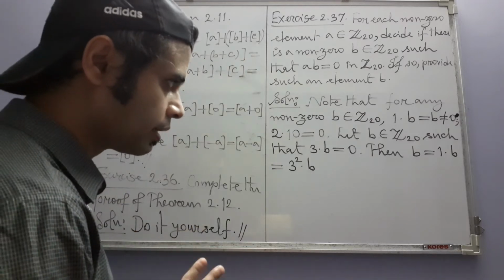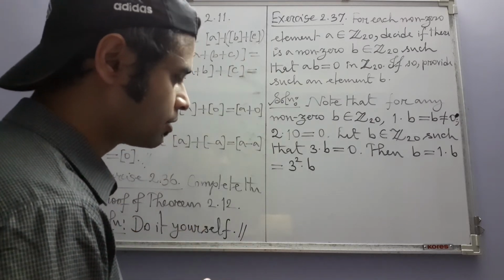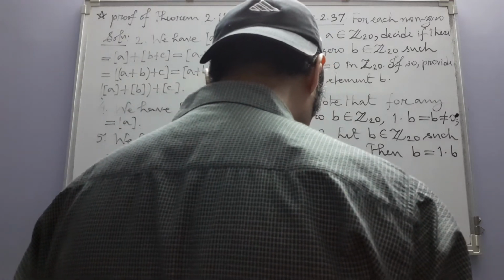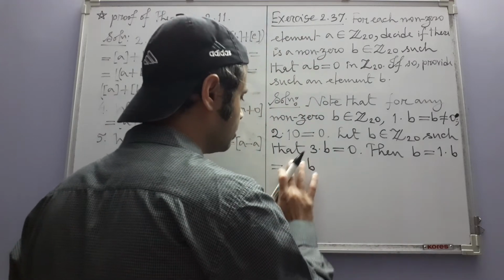No, what am I saying? It's not 3 square. We are working with modulus 20, no? So it's not 3 square, it's 7. Okay.